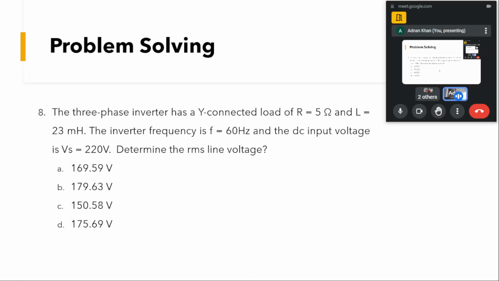Question number 8. The three phase inverter has a star connected load where R and L are given as 5 ohm and 23 millihenry, and it is given that the inverter frequency is 60 Hz. The DC input voltage is 220 volts. Determine the RMS line voltage.